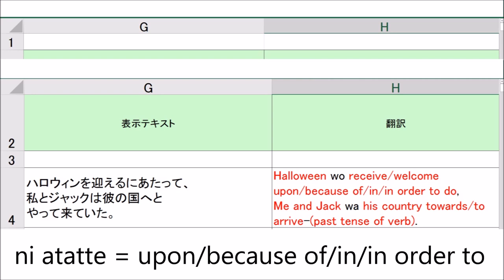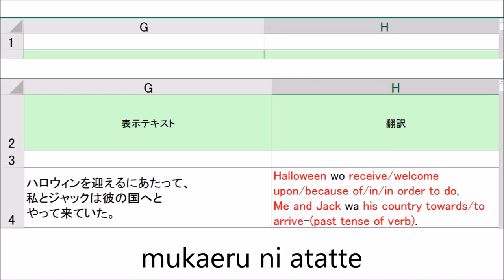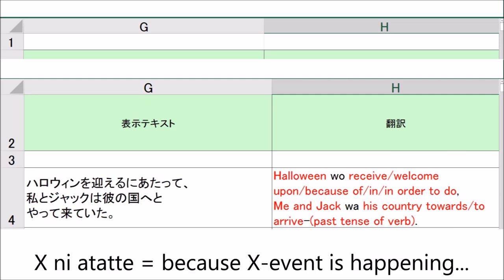The phrase niatatte is applied to the verb that comes before it, which in this case is mukaeru, or to receive or welcome. This verb is often associated with an event like a birthday, season, or holiday. So in this context, niatatte means something along the lines of, because X event is about to happen. This will make more sense in the next slide.